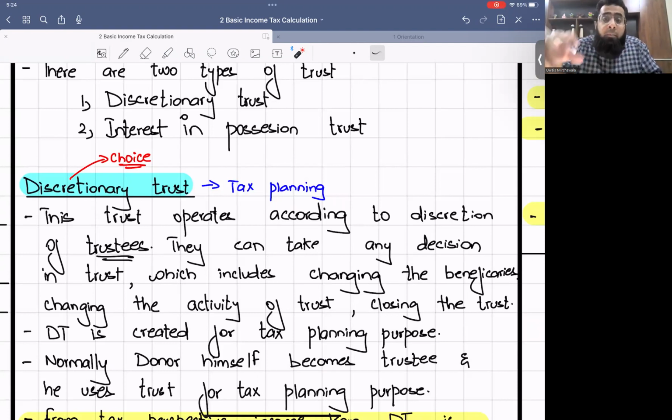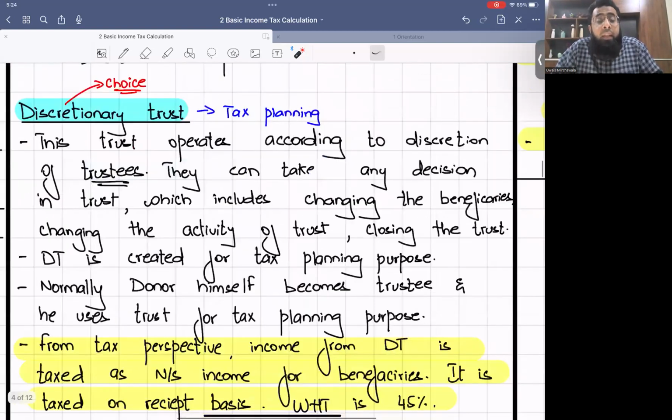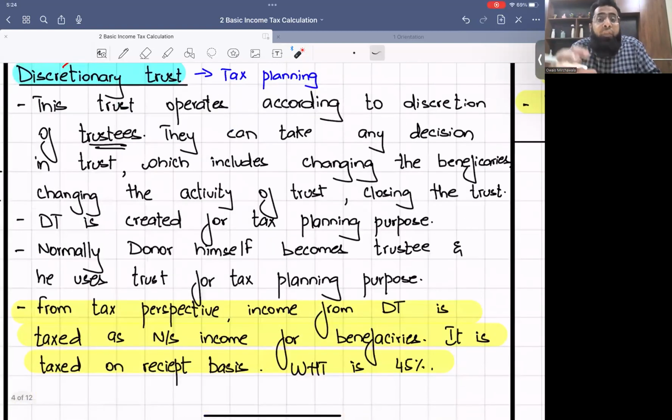Then he will create multiple family members as beneficiaries and will distribute the income of the business among those beneficiaries, so that the personal allowances and basic rate bands of the family members get utilized. Okay, now let's look at the taxation element.